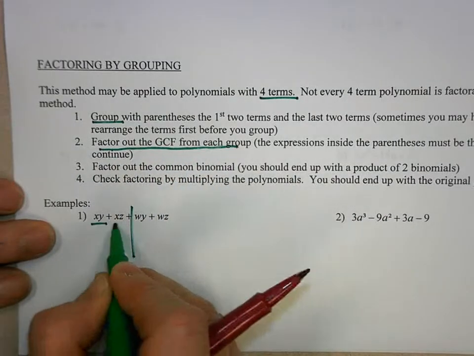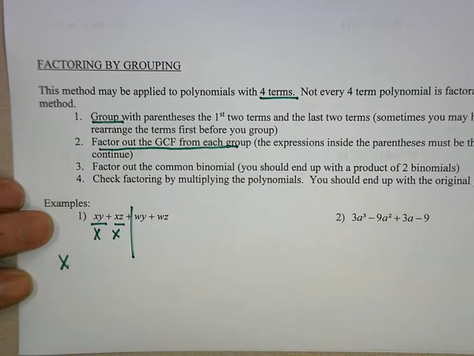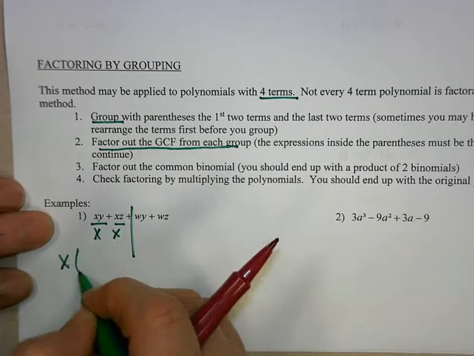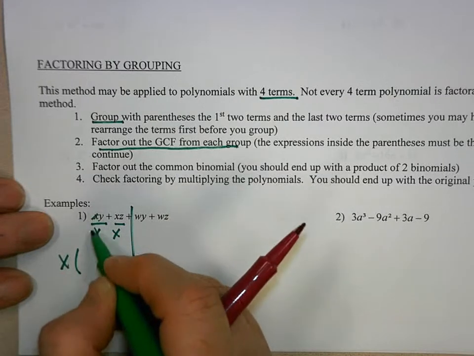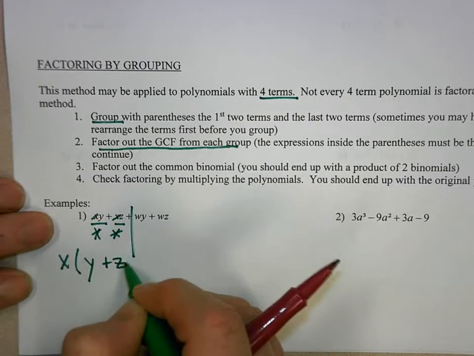So look at one group at a time. What can I factor out of both? I can factor out an x. 1, 2, 3. So I do. What's left? The x's cancel, I'm left with y. The x's cancel, I'm left with z.